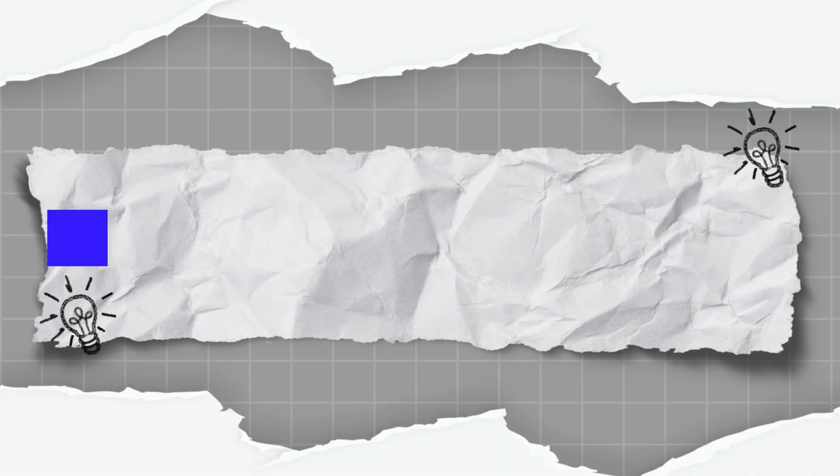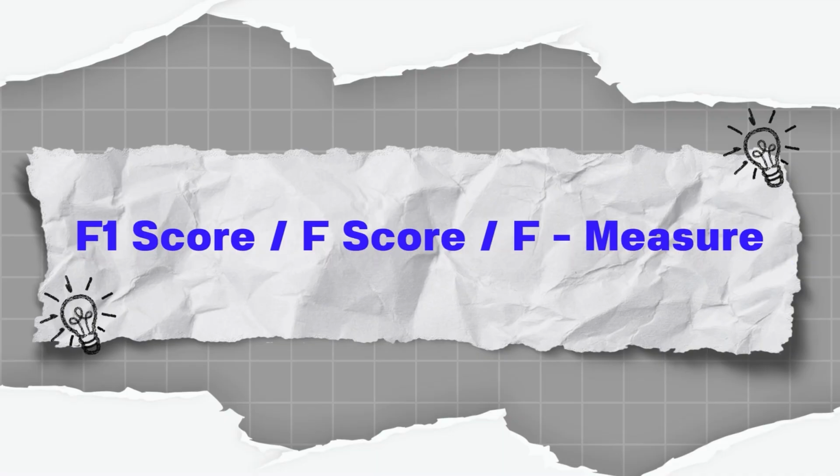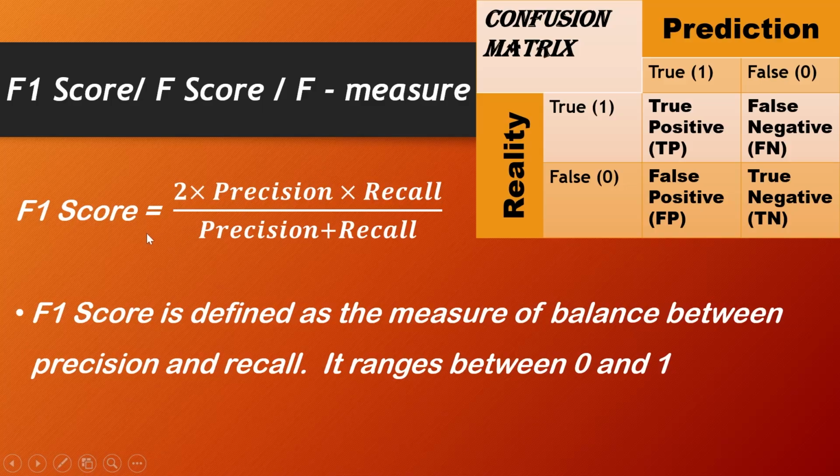Next parameter, and the last parameter, is the F1 score. F1 score is also known as F score or F measure. It is the measure of balance between precision and recall. It ranges between 0 and 1. This is the condition. Whatever values you have calculated of precision and recall, just multiply them and multiply it by 2, then divide it by the sum of precision and recall.